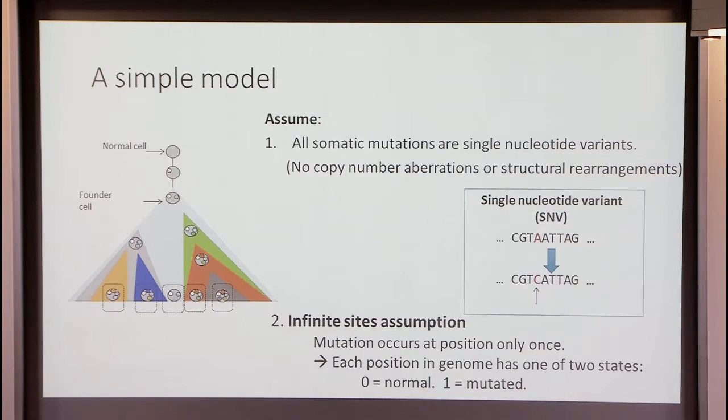Secondly, we're going to make another assumption, the so-called infinite sites assumption, which is to say that a mutation occurs at a position only once during the evolutionary process. For tumors, if we're thinking about single nucleotide mutations, it's a simplifying assumption, maybe somewhat reasonable. We expect that the genome's pretty long. The chance that, randomly, a mutation would happen in the exact same nucleotide is pretty low. So let's assume that probability is 0. We have the so-called infinite sites assumption.